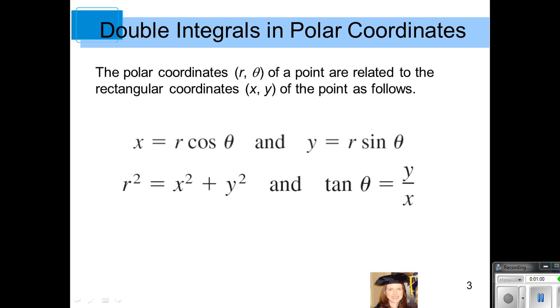However, we are going to be looking at polar coordinates, so it is possible that we can simplify this problem. The polar coordinates r comma theta of a point are related to the rectangular coordinates x, y, and these are the conversion equations we've used in the past, where x is equal to r cosine theta and y is equal to r sine theta. We know that r squared equals x squared plus y squared, and tangent theta is equal to y over x.